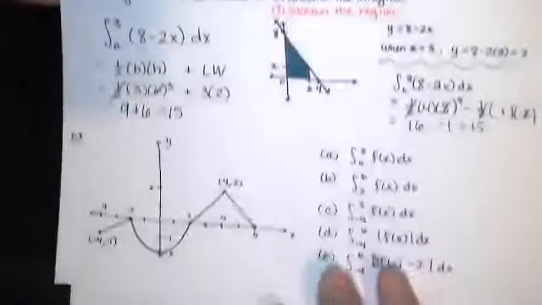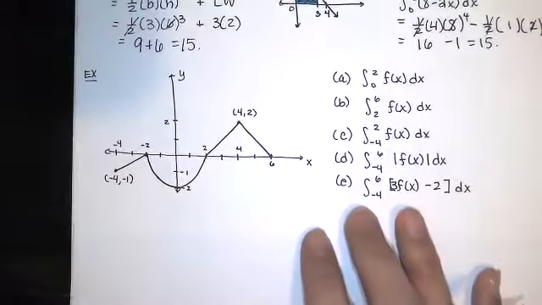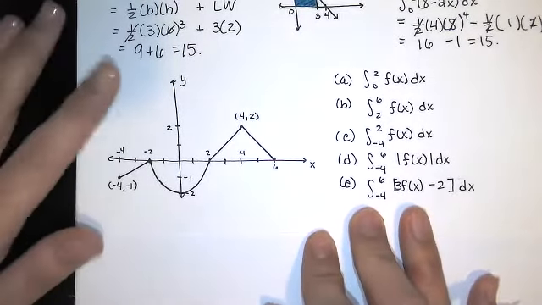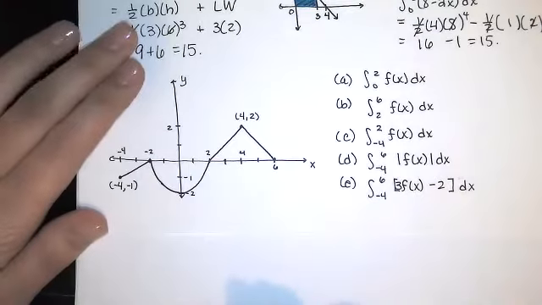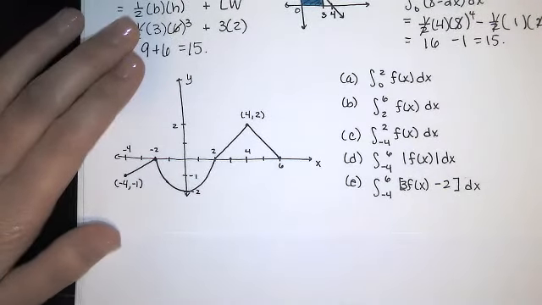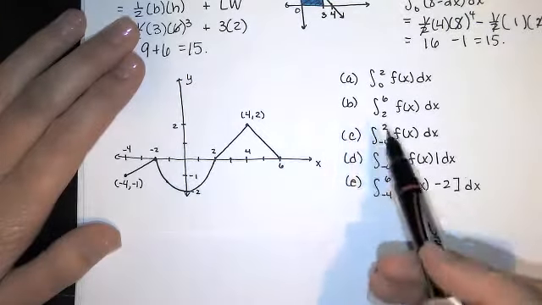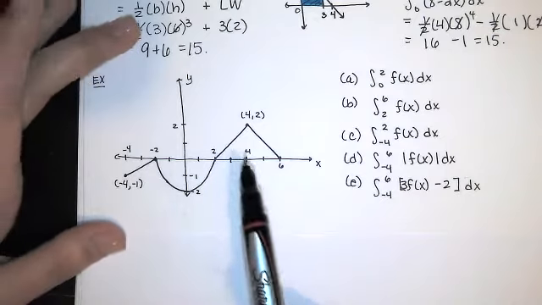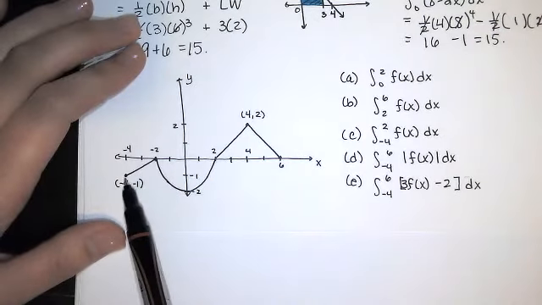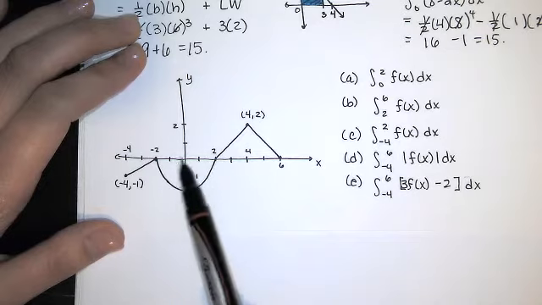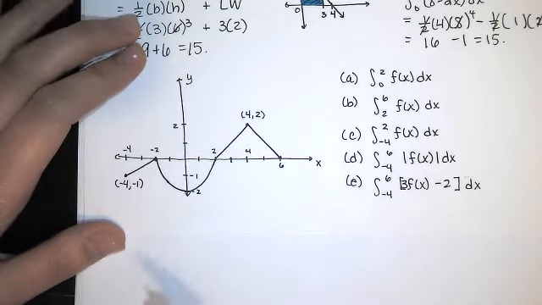Okay, so let's do one more example where we use that idea. I like this example because it also includes area below the x-axis. So let's do everything. Let's do these here with a couple of assumptions. We'll assume that that's a line, that's a line, that's a line, and assume that this is a semicircle of radius 2 centered at the origin.